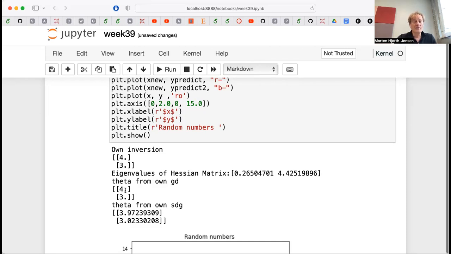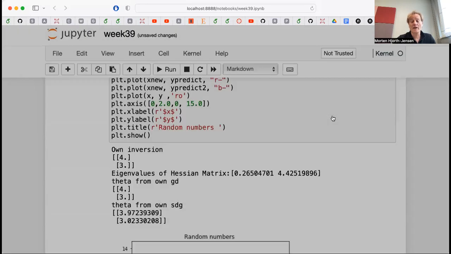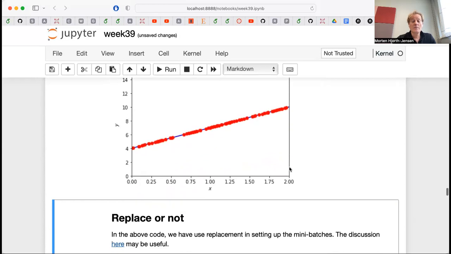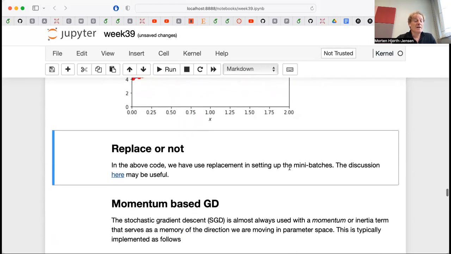However, the benefit is when you go to larger data sets. The hope then is that this averaging with the stochastic gradient descent allows you to actually calculate this without much problems. But you can see the quality here. Now, there is a specific thing to think about. There are lots of technicalities when we do this. And in this code, we have used replacement in setting up the mini batches.